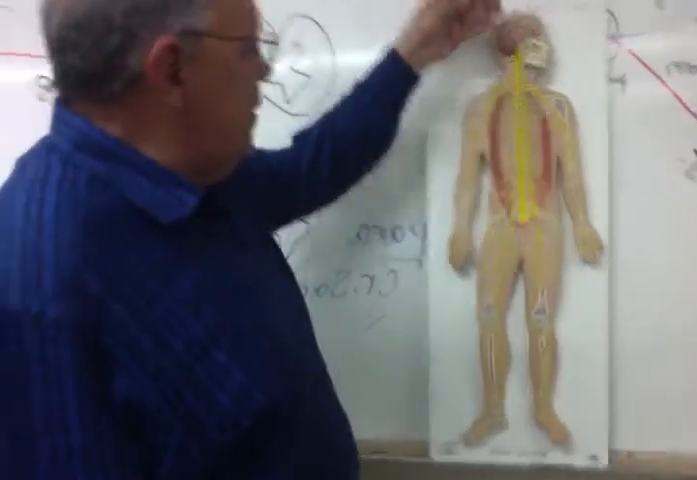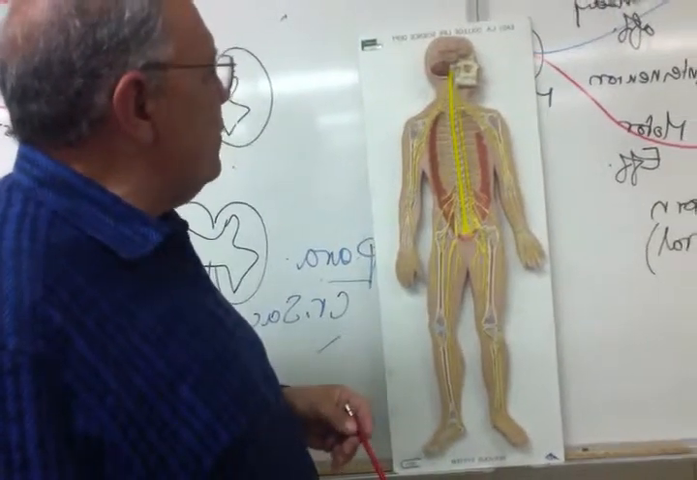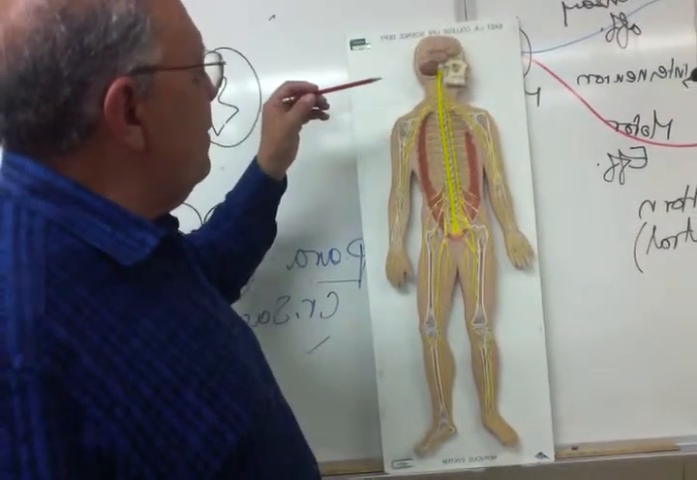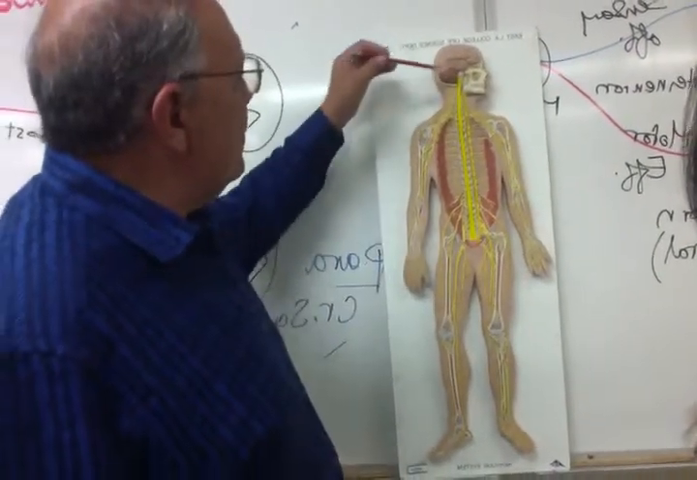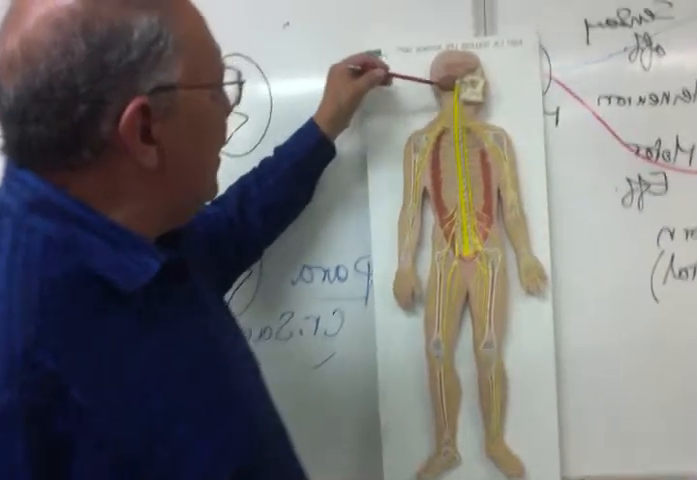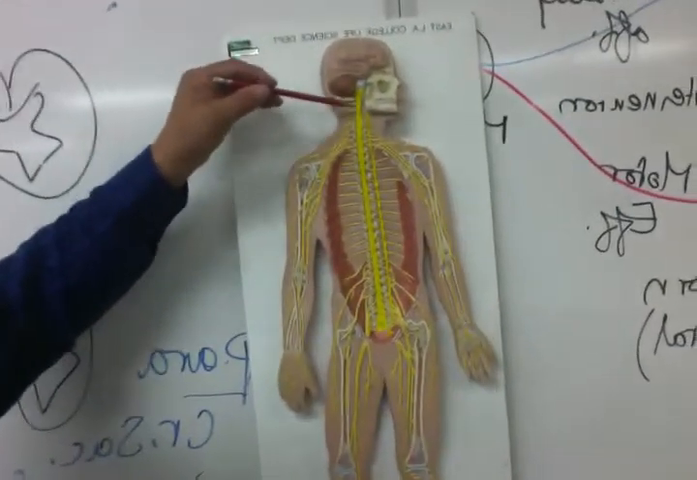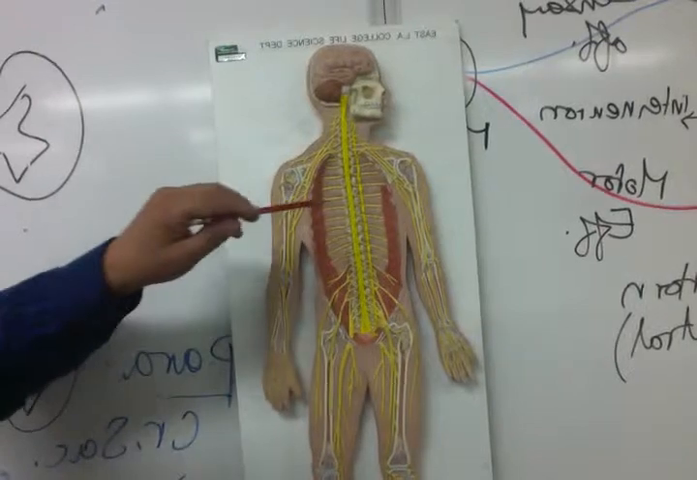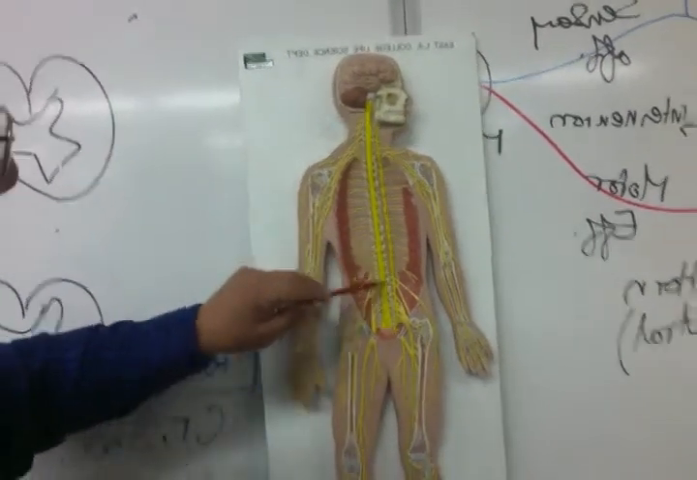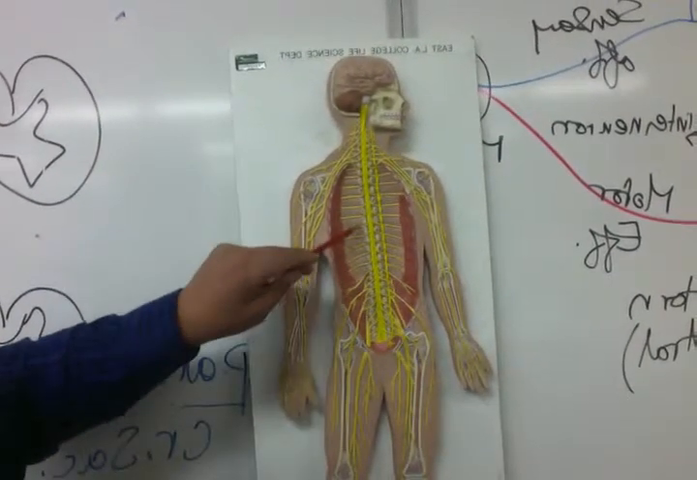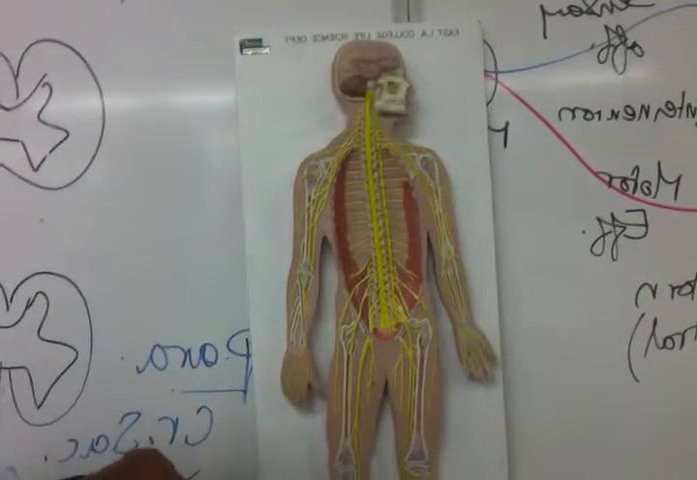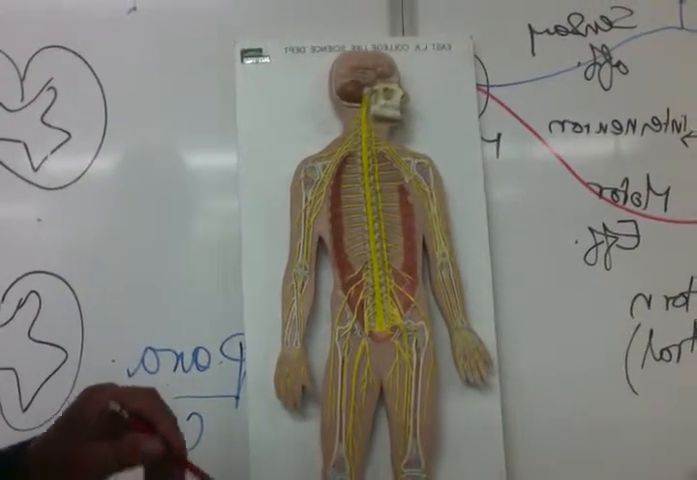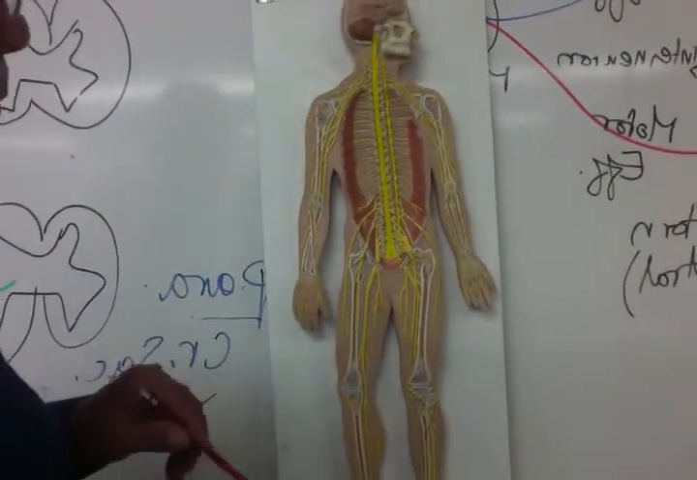If you're looking for the peripheral nervous system, this is a mannequin showing the peripheral nervous system. We have the autonomic nervous system and the somatic nervous system. The somatic nervous system is made by 12 cranial nerves coming from the brain, and the spinal nerves are 31 pairs coming out from the spinal cord on each side of the spinal cord. The autonomic nervous system is made by the sympathetic and the parasympathetic.